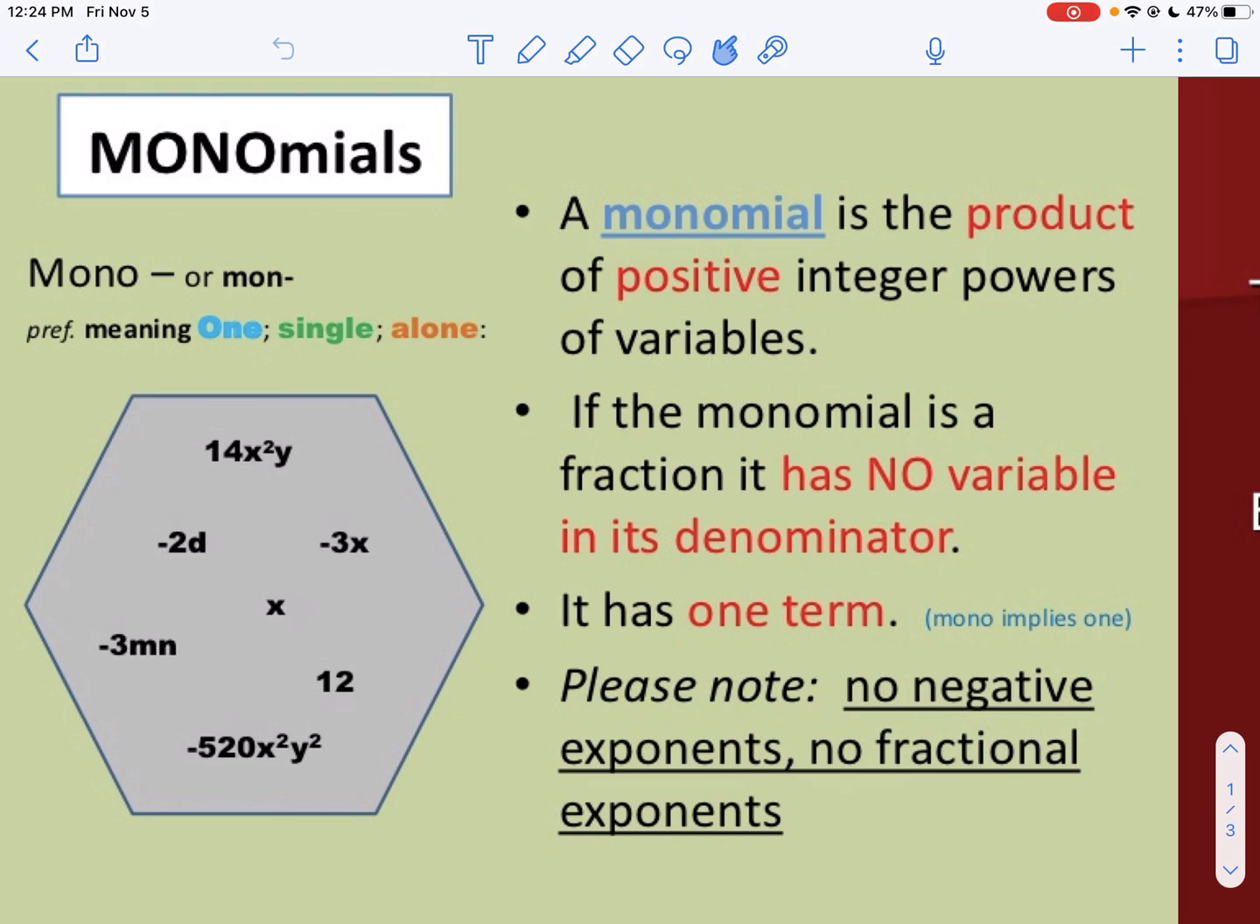As a reminder, a polynomial has positive exponents for your variables, and you don't have anything weird. You don't have any absolute values. You don't have any negatives or fractions for variables. You have fractions for numbers, but that's it.